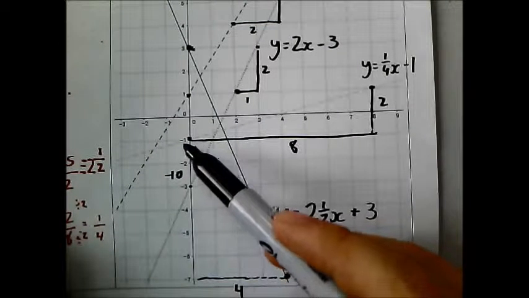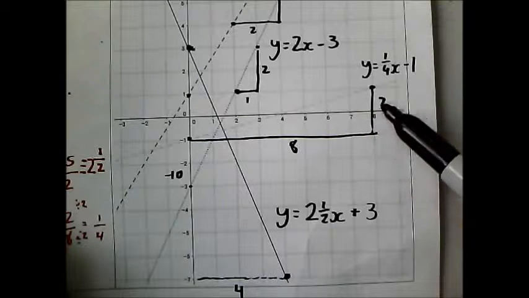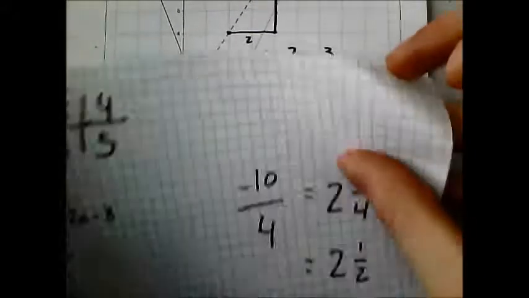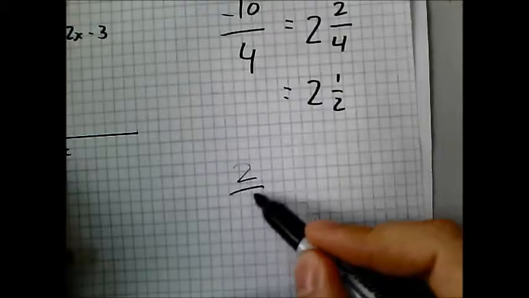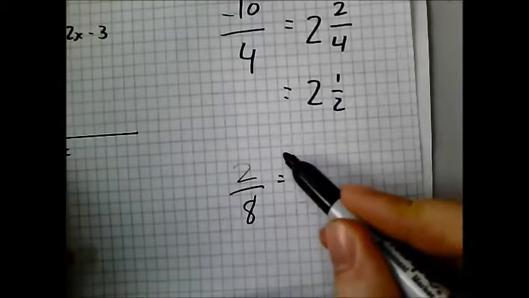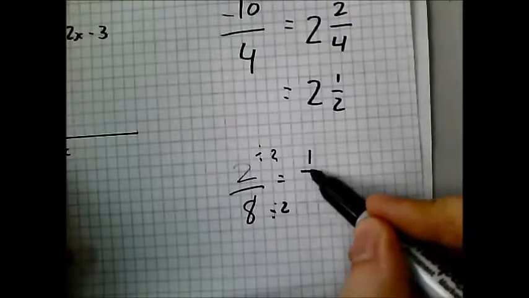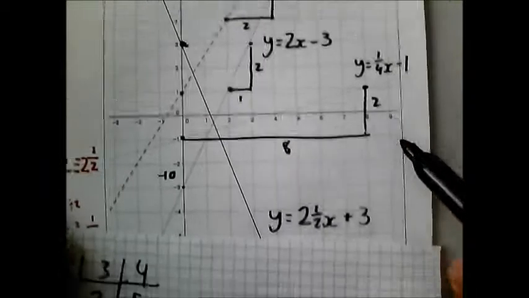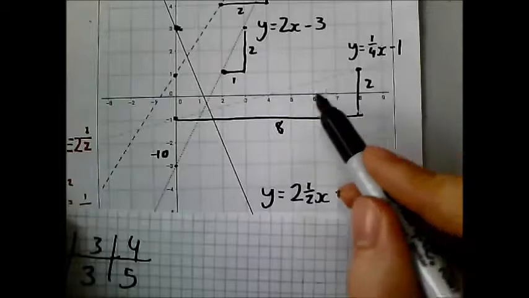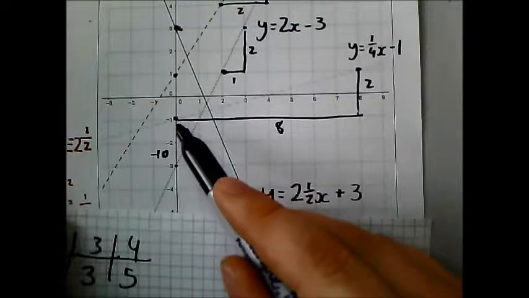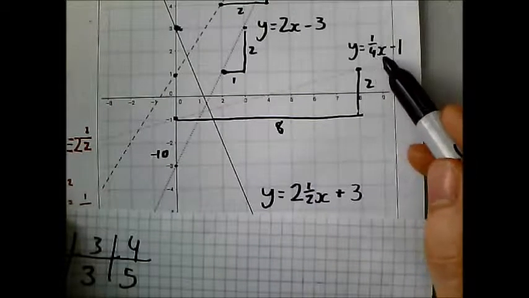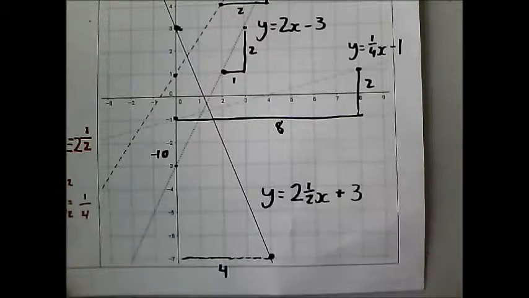Finally, the last question, it goes across 8 and up 2. So I need to do the sum 2 divided by 8, which is, if I divide top and bottom by 2, you get 1 over 4, or a quarter. So it's y equals a quarter x, and look for where it crosses the y-axis, which is at negative 1. So y equals a quarter x minus 1.